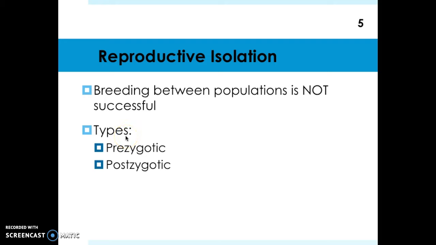There are two types of this, called prezygotic and postzygotic. Prezygotic is any type of barrier that prevents two populations from producing offspring before birth. So any barrier that is preventing that breeding before birth. Postzygotic is anything that's preventing that breeding either during development or after birth. So pre, before; post, after.